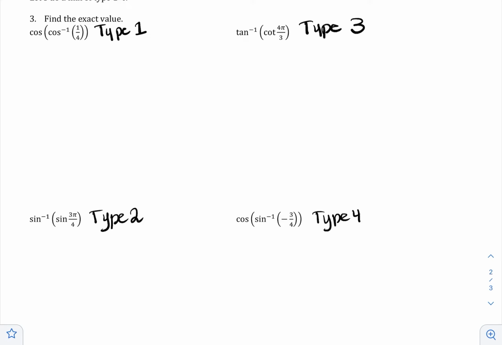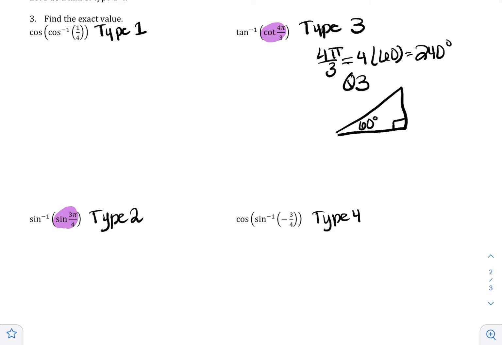So type 2 and type 3 are done the same way. Anytime the inverse is on the outside, you evaluate. So let's begin with these. The first thing we're going to do is look at the inside part, right? Okay, so 4 pi over 3 is equal to 4 times 60 degrees, which is 240. That means I am in quadrant 3.